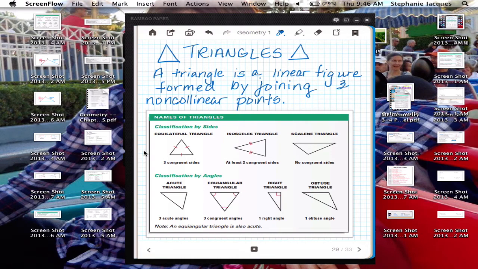Today we'll be talking about triangles. A triangle is a linear figure formed by joining three non-collinear points. And yes, two of them may be linear, but the third one is never linear with both of the other ones at the same time.